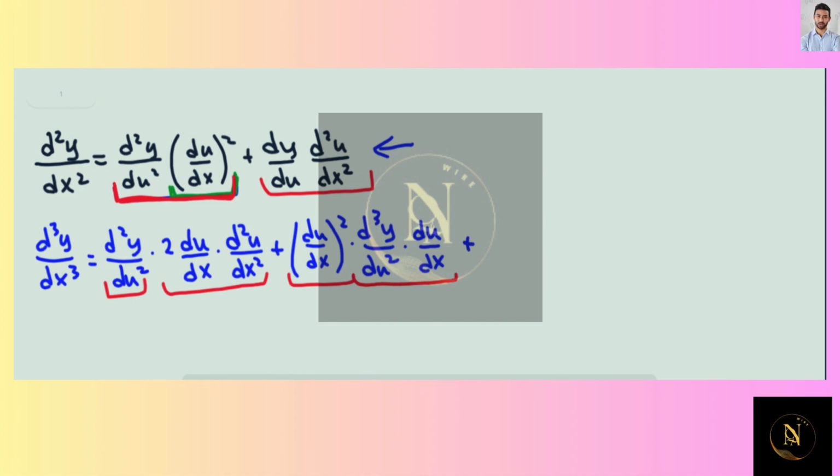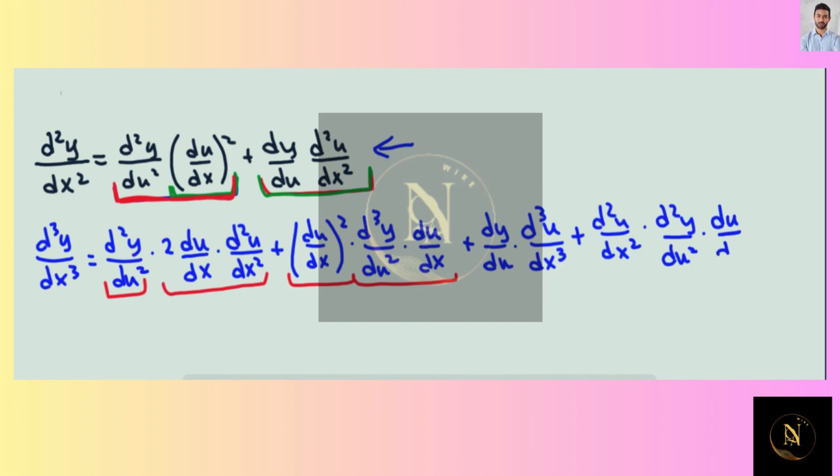So plus, now we're looking at the second product, and we have the first, dy du, times the derivative of the second. So we're taking the derivative of a second derivative. That would be a third derivative. So d cubed u dx cubed, plus the second, d squared u dx squared, times the derivative of the first. So we're taking the derivative of dy du. So that's going to be the second derivative of y times the derivative of the inside, which is du dx.